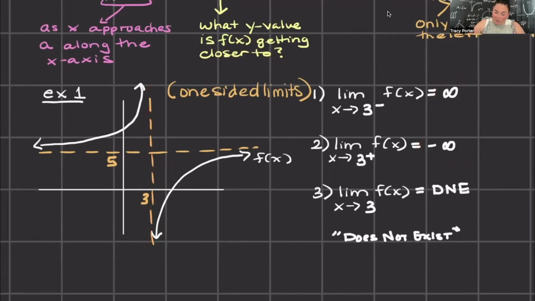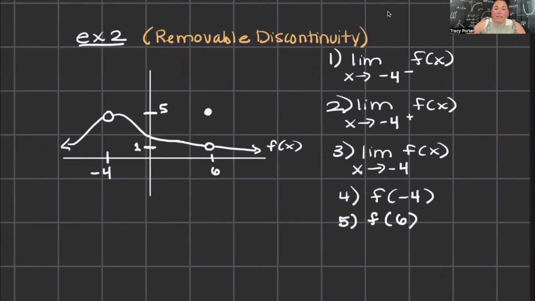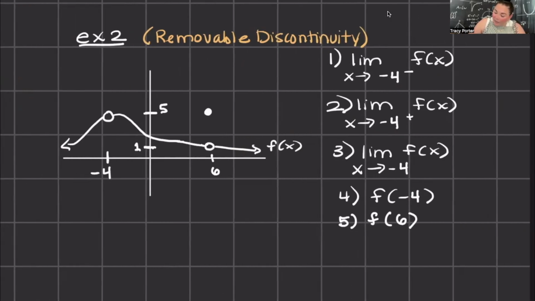Now let's go to the second example. This one is an example of a removable discontinuity, although at this point of a lesson, you probably haven't heard that term yet. But if you're doing a review, you've probably seen that. And so let's go through. We're mainly going to investigate what's happening around -4. So this one says around -4 from the left. What's the function doing? So that means we're coming in this way. You can see your function is going there.